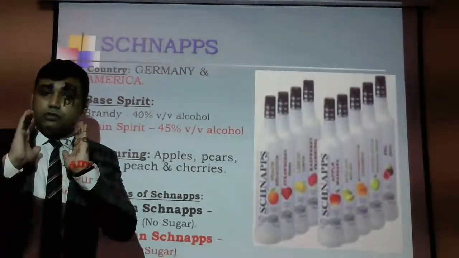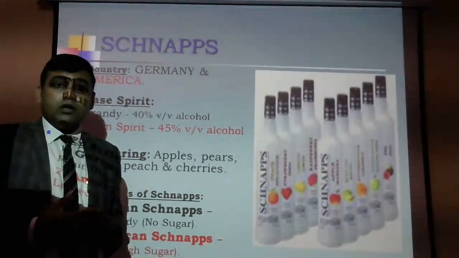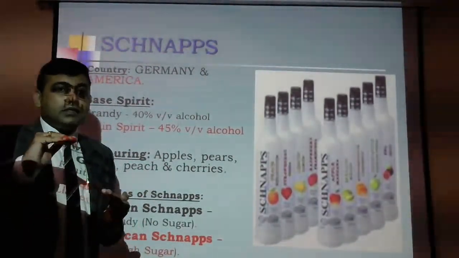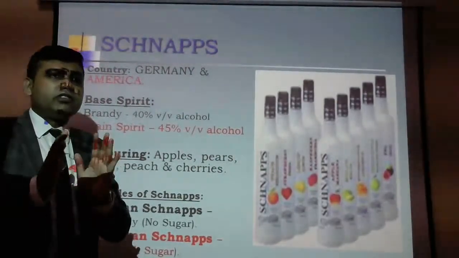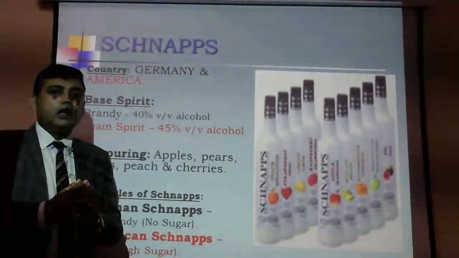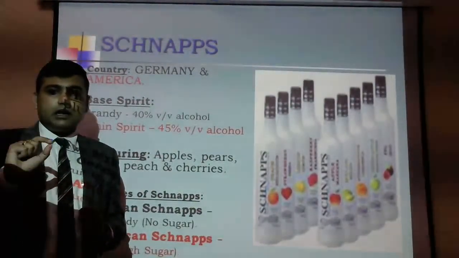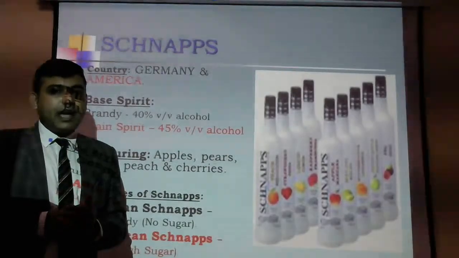More than the citrus, you will find that, and in Germany also they make schnapps which have less sugar, no sugar. The alcoholic percentage is also between 6-15. German schnapps are not that alcoholic, whereas American schnapps are higher in sugar, but the alcoholic percentage is also a little bit on a higher side.